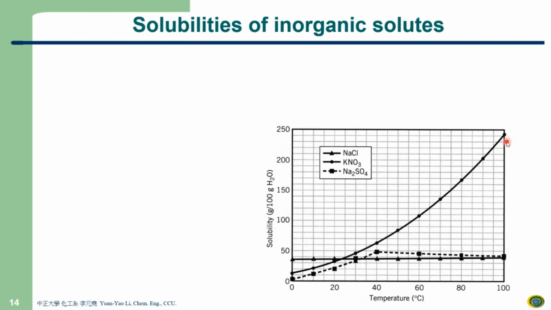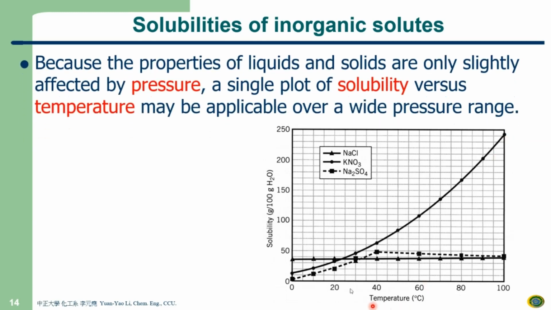So this is the solubility of the inorganic solutes. I hope you still remember that the x-axis is temperature, the y-axis is solubility. I told you that if we increase the temperature, the solubility will increase. Why? Because the energy is increased, and it is easier to pull the crystal apart to become ions or molecules. Because the properties of liquid and solid are only slightly affected by pressure, the single plot of solubility versus temperature may be applied over a wide pressure range.